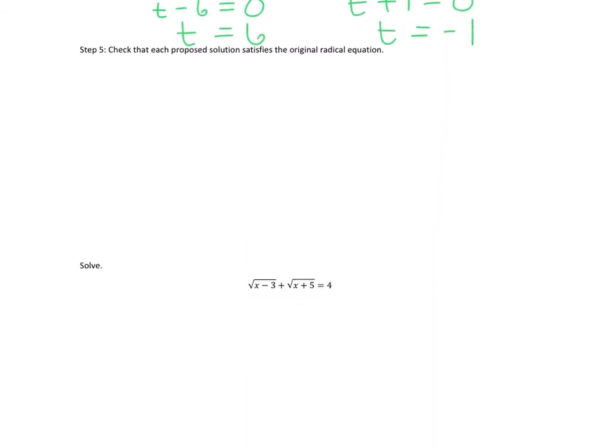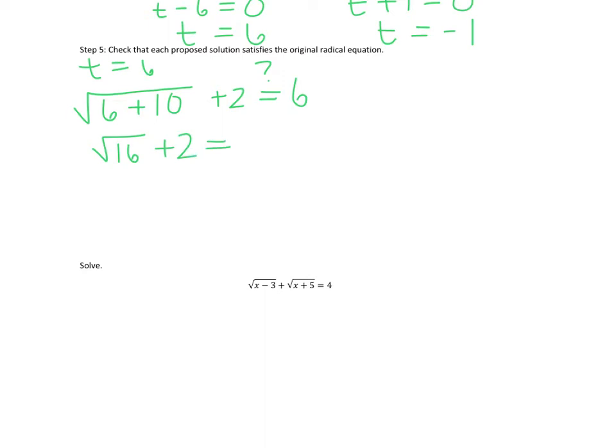All right, so let's see what happens. Let's do t equals 6 first. So we'll plug it in to square root of t plus 10 plus 2, and we want to know, does that equal t, which is 6? All right, so does the square root of 16 plus 2 equal 6? And it does, because 4 plus 2 equals 6. So we know t equals 6 is a solution.